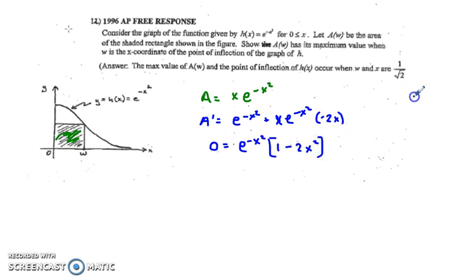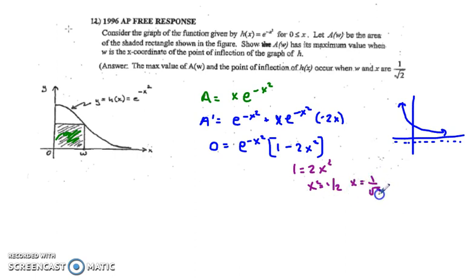Now e to the negative x squared is just a decreasing exponential function with a horizontal asymptote on the x-axis, so this term here will never equal 0. So I just need this term to be set to equal 0. So that means I need 1 equal to 2x squared, x squared equals 1/2, and x equals 1 over rad 2.